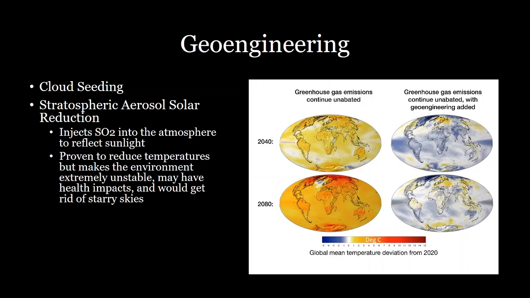But while it's theoretically possible, it puts the environment in an extremely unstable situation. If at any point we were to reduce the amount of sulfur dioxide we put into the atmosphere, we could shuttle right back into this extreme warm scenario. And the Earth really has no precedent for that extremely rapid change in climate, and it could cause some really extreme environmental effects, ecological effects, as well as health effects.